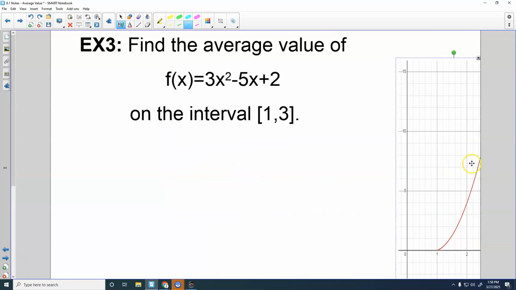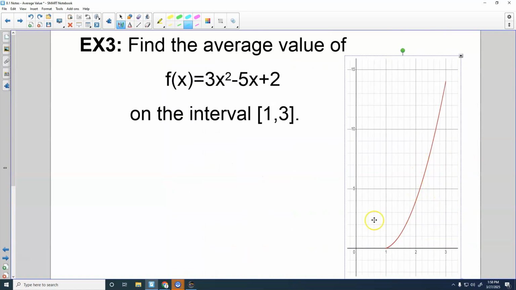Right here is what we're looking at for that graph. So I want to know the average value of that function. It's more or less like the average height of that function, like about where are we at. It's definitely going to be somewhere between 0 and 14 because those are the heights at the different endpoints there. It's probably falling around here somewhere.